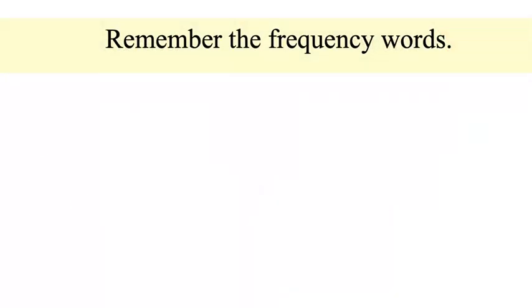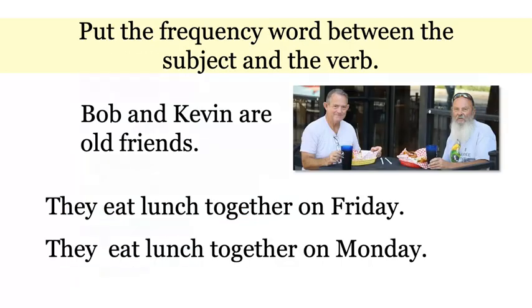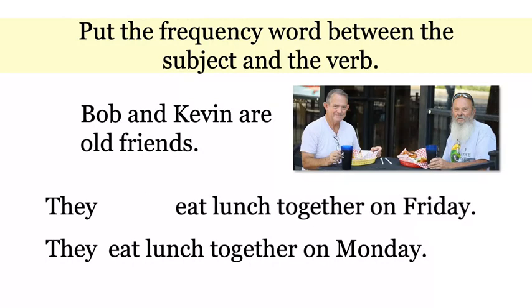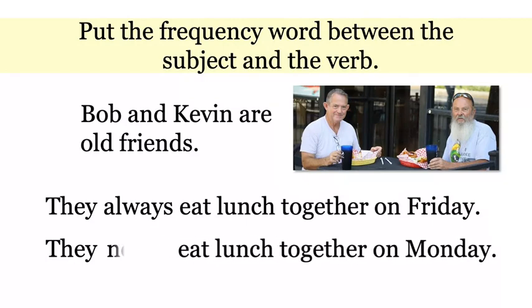Remember the frequency words? Always, usually, often, sometimes, rarely, and never. Put the frequency word between the subject and the verb. Here we have Bob and Kevin. Bob and Kevin are old friends. They eat lunch together on Friday. We put the frequency word right in here. They always eat lunch together on Friday. They eat lunch together on Monday? No. They never eat lunch together on Monday. Put the frequency word before the verb, after the subject.